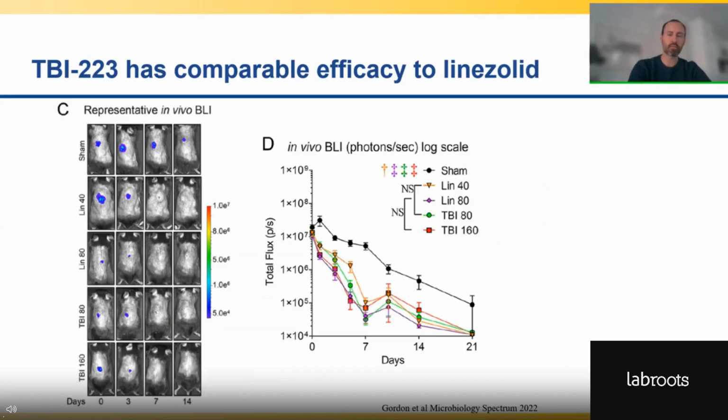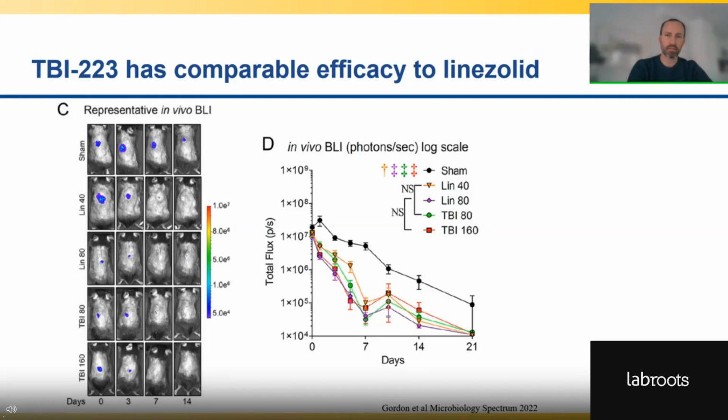In this first study, we were interested in understanding the efficacy of a novel antibiotic called TBI-223, which is in the same family as linezolid. And we were interested in testing TBI-223 because it's reported to have reduced cytotoxicity compared to linezolid, which is typically used for treatment of Staph aureus infections.